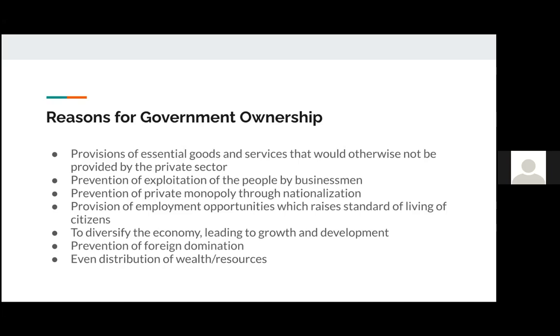It prevents exploitation by businessmen for a lot of companies. It prevents private monopoly if you have nationalization. So what I mean by this is that there could be a sector where a lot of the companies might be banding together to become a monopoly. And we know that the issue with monopolies is that they tend to exploit consumers and fix really high prices, because it's only that one company that you can buy all your goods from. The government would obviously want to avoid that because it doesn't want consumers paying really high prices. So it would say, okay, let's nationalize this monopoly so that the government will now own it as opposed to it being owned by the private sector.